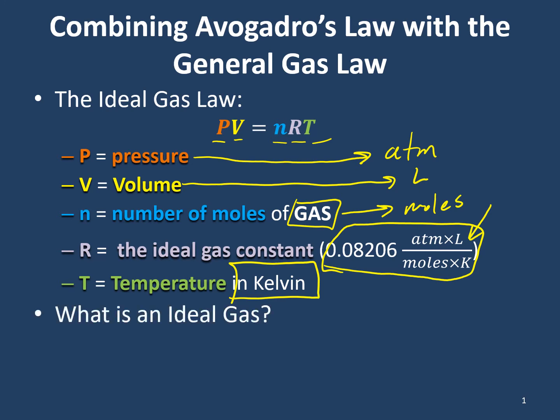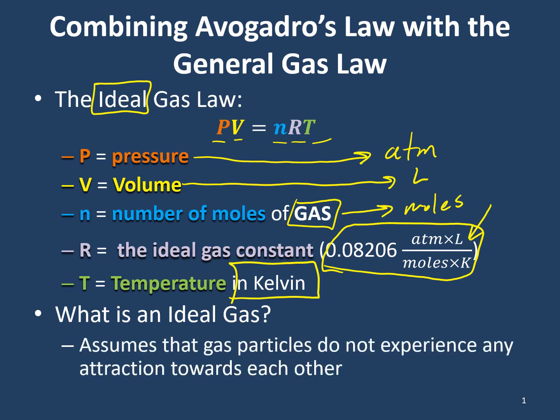So what is an ideal gas? Why is it called the ideal gas law? Well, when we assume behavior for gases, we like to assume ideal behavior. Now, the ideal gas law only works when gases are behaving close to what we call ideal behavior. Now, what does that mean? Well, the ideal gas assumption is that we assume that gas particles do not experience any attraction or repulsion towards one another. In other words, if they pass by each other, there's no attraction, there's no repelling of each other. They just move on past.